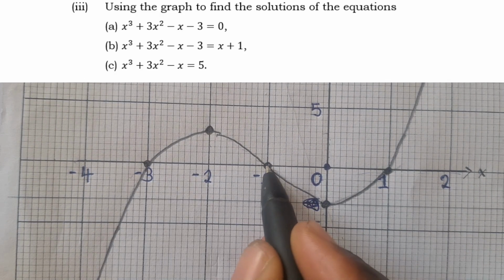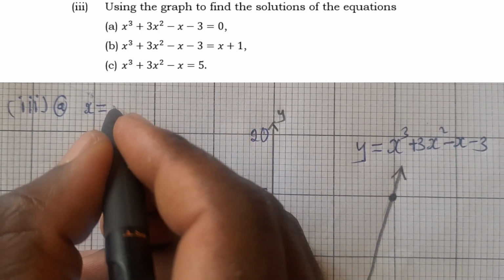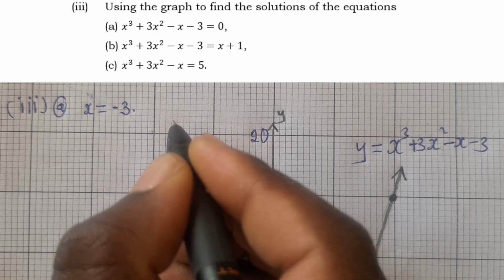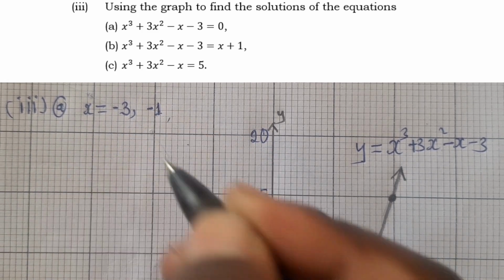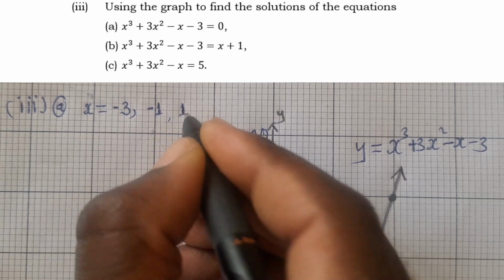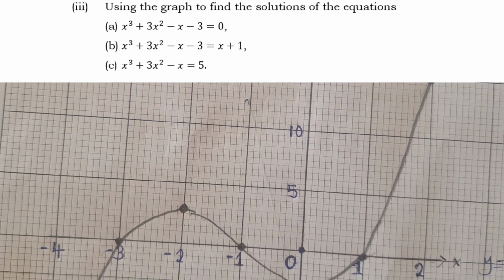Negative 3, negative 1, 1. So x is equal to negative 3. And then the other one is negative 1, and another one is 1. So these are the solutions. Okay, so we now go to the next one.